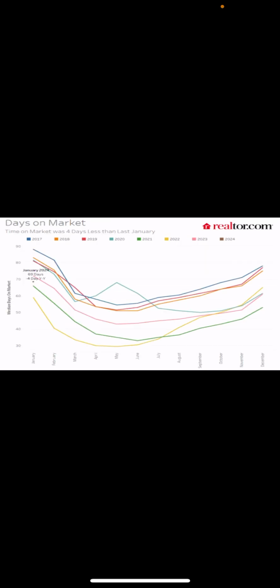Days on market. This is the most important graph out of all of them. This graph tells you what type of market that we are in. Less than 6 months, we are in a seller's market where sellers have control. More than 6 months, we are in a buyer's market where buyers have control.